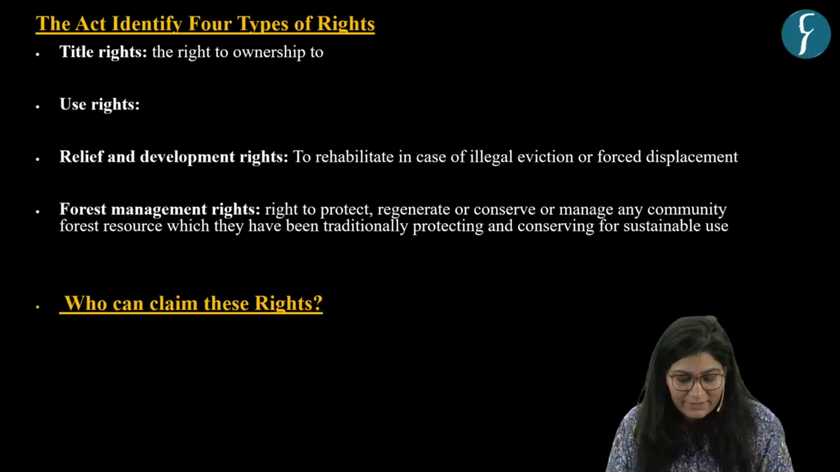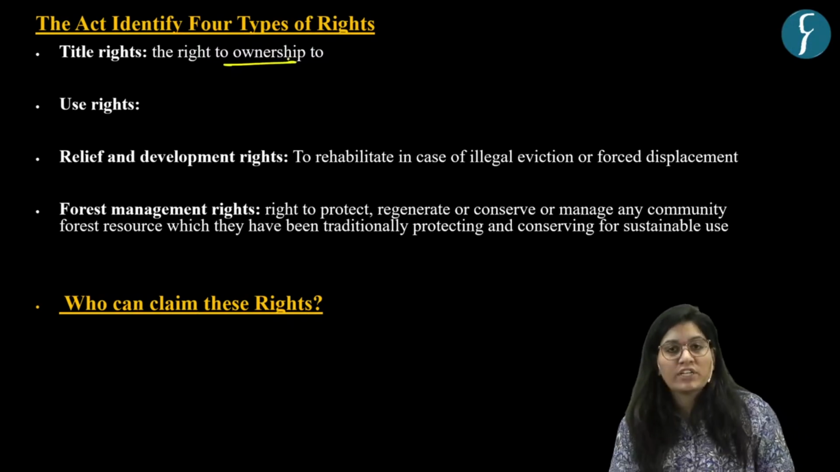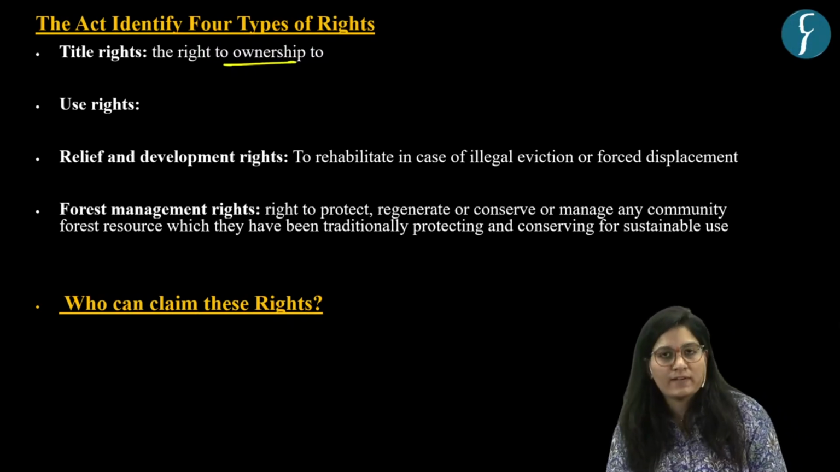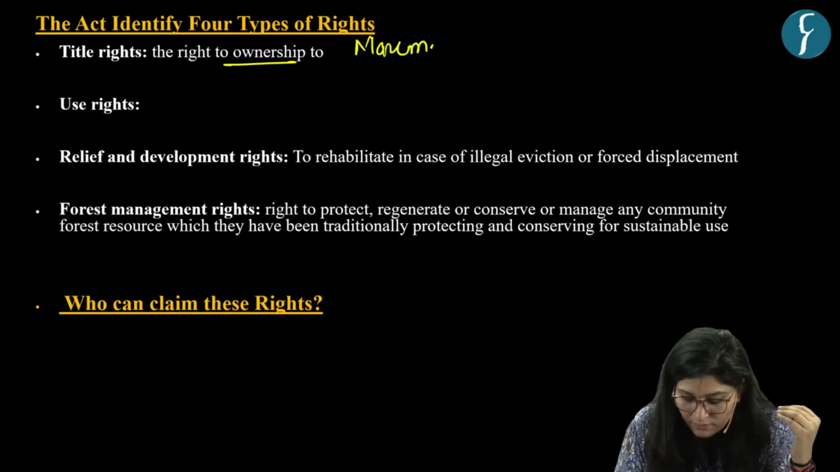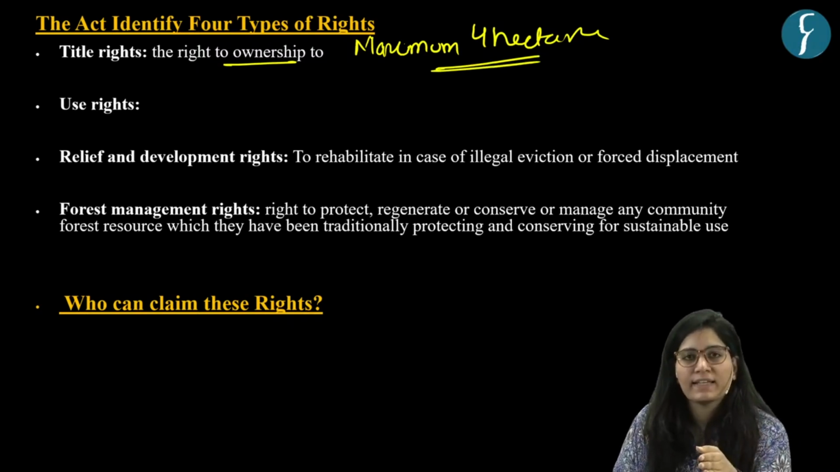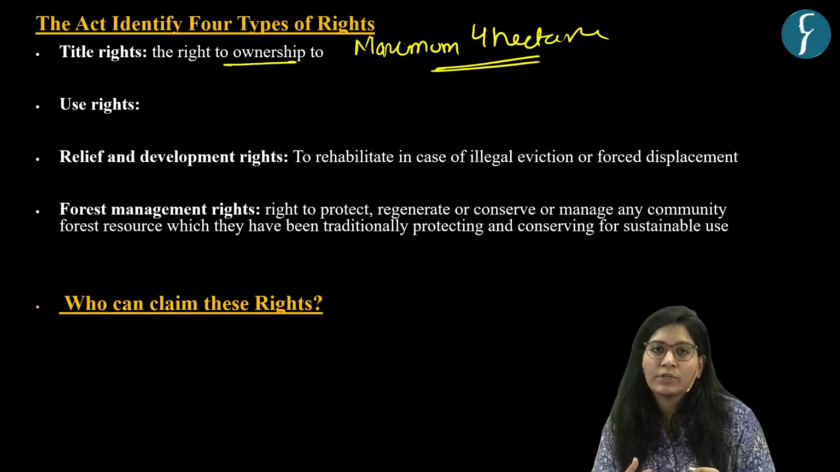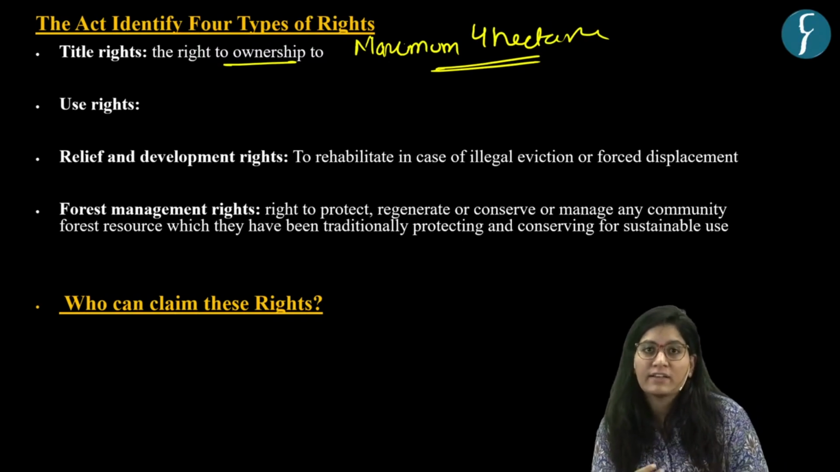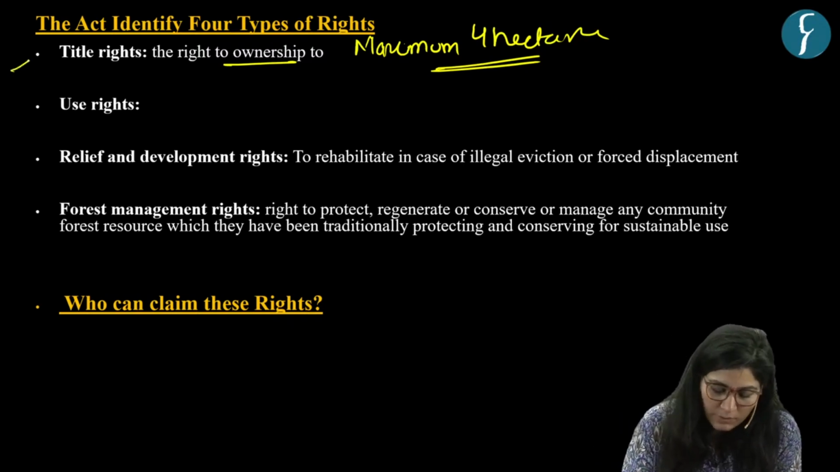So this act identifies four types of rights. First is title right, right to ownership provided to forest dwellers, and here maximum of 4 hectare. And you should know that this right is basically for the land they are connected with or they are cultivating. They will not get new land rights or land rights with respect to new land under this act. So this is all about the title right.